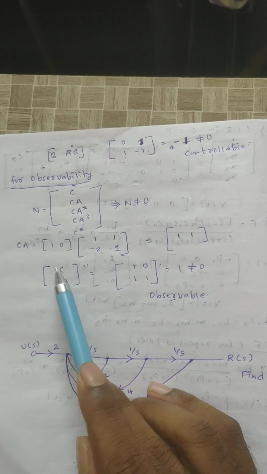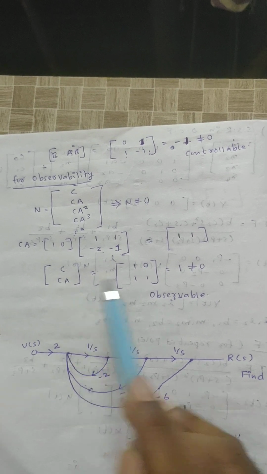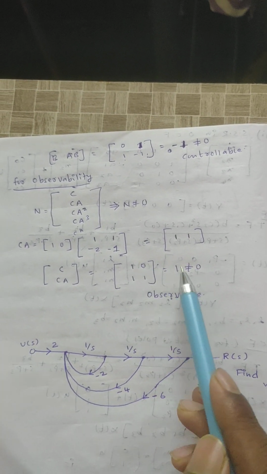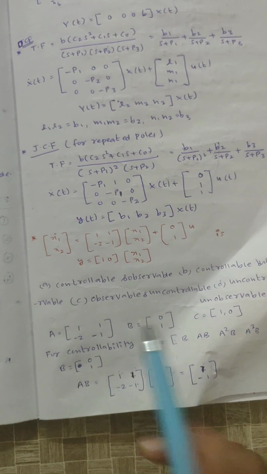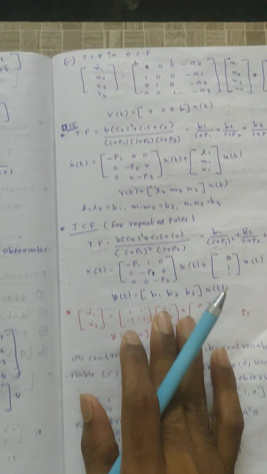First row of the matrix is 1, 0, that is C. Next, second row is 1, 1. 1 into 1 minus 0, 1, not equal to 0, hence observable. That means from the given options, it is controllable as well as observable. First option is correct.